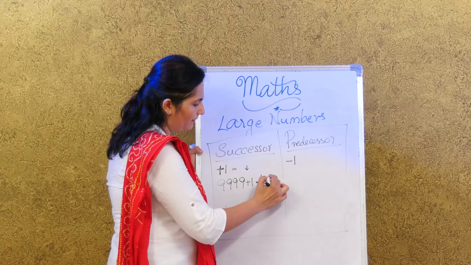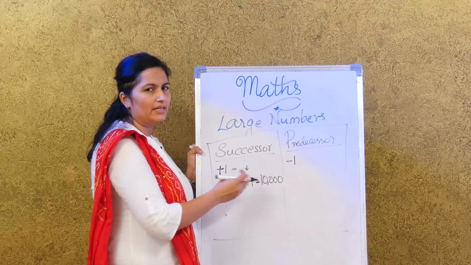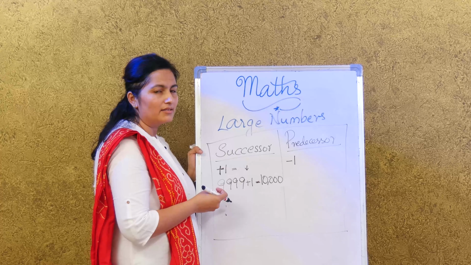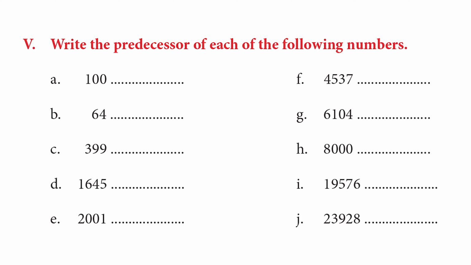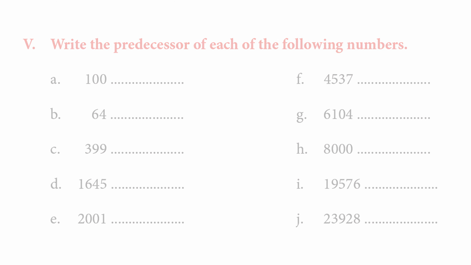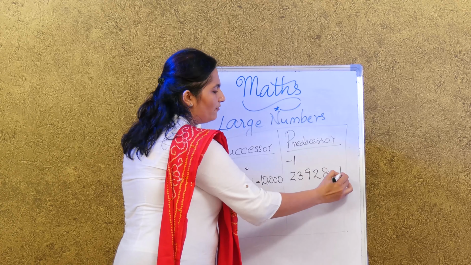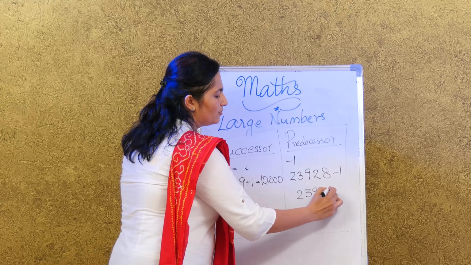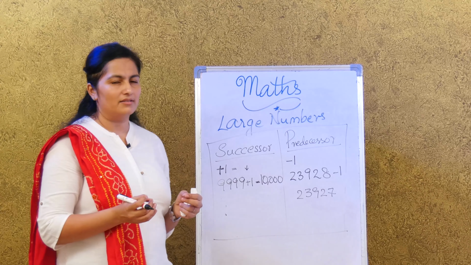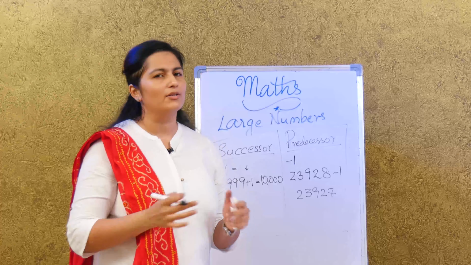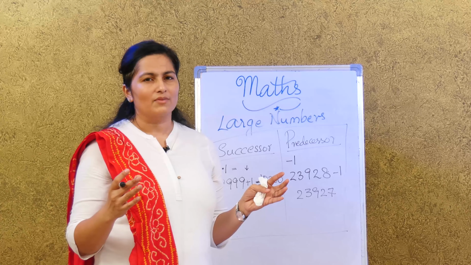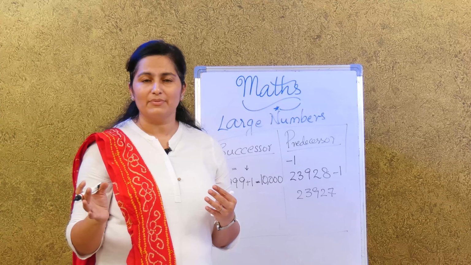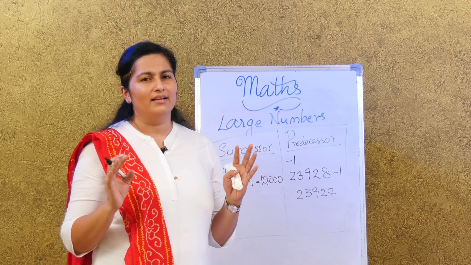It is equal to 10,000. So, 10,000 is the successor of 9999. Let's take an example of predecessor. In exercise number 5, let's take 23928. We subtract 1 from it, and you get 23927. So, that is the predecessor. Only a plus 1 and minus 1, and you will get the answer of who is the successor or who is the predecessor of any given natural number.